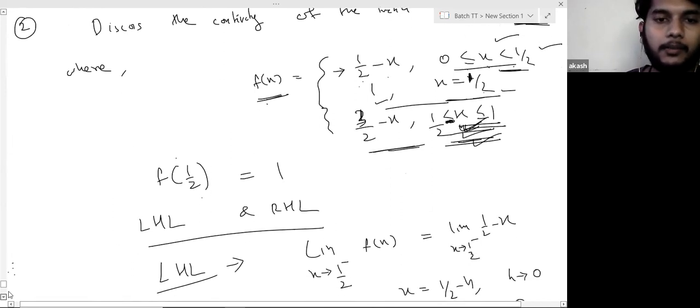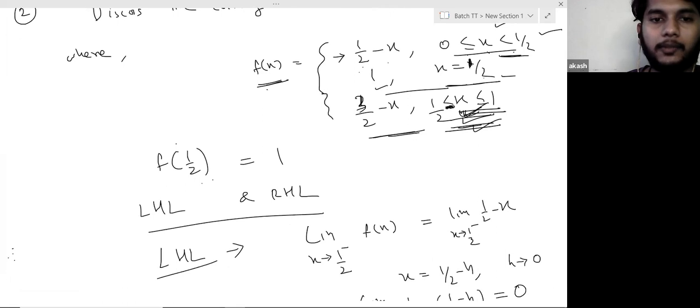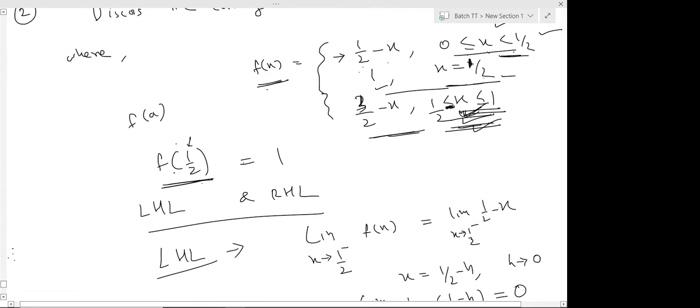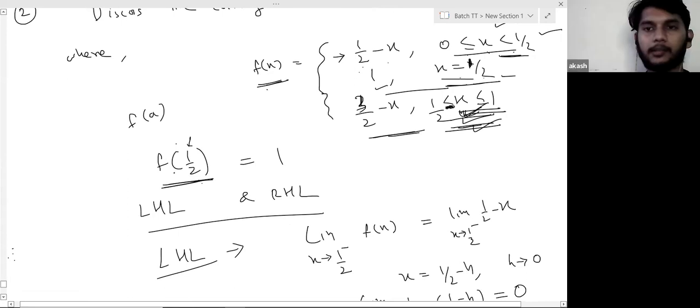All right. So first point, always find the value of the function at that point, right? We are checking the continuity at half. So we have to find f of half, right? f of a, right, Aman? Yes, sir. So f of half here is 1. They have given you x when x is half. Function value is 1, right?